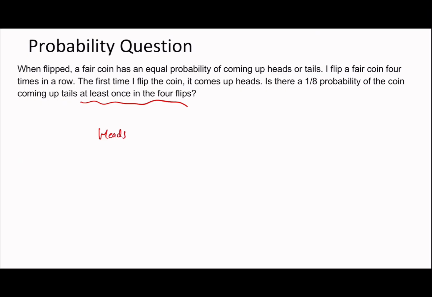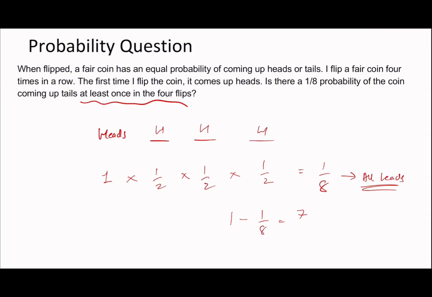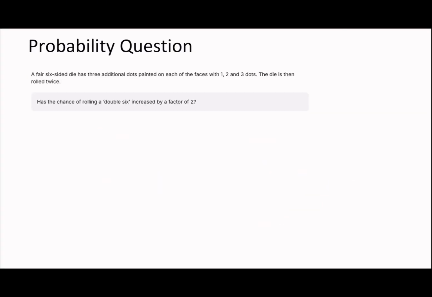Okay, so the first time we know it's heads for sure. So then we're just worried about the other 3 probabilities. So the probability of that being heads is 1. Then being heads again, heads again, heads again would be a half times a half times a half. So then this is going to be 1/8. So that's the probability of getting all heads, basically. So the probability of getting at least 1 tails is going to be 1 minus an 8th, which is 7/8. So is there a 1/8 probability of the coin coming up tails at least once in the 4 flips? I'd say no, it's 7/8. Okay. So, on to the next question.